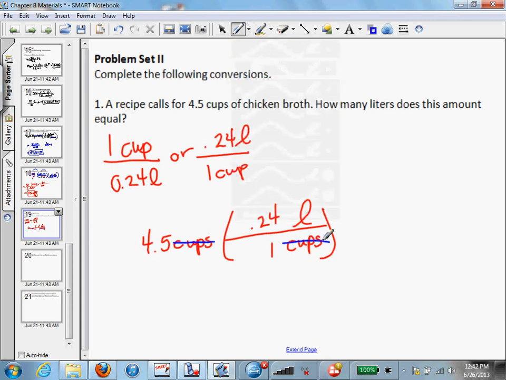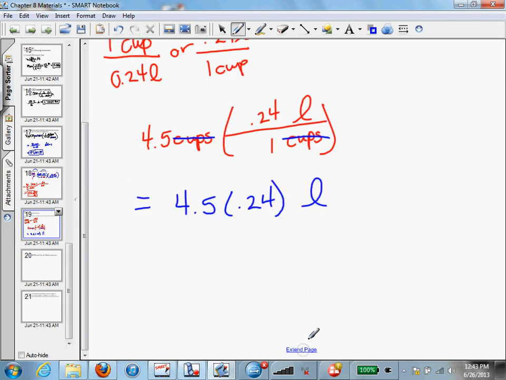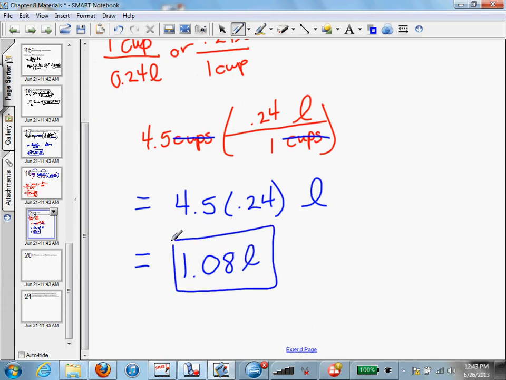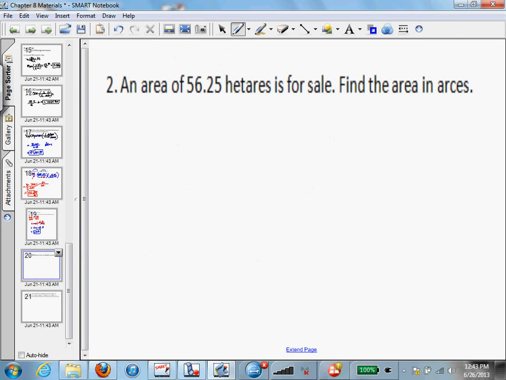The cups are going to cancel out. It's going to leave you with 4.5 times 0.24. The ones don't really matter in this case. When you simplify this, you should get 1.08 liters. Okay, an area of 56.25 hectares is for sale. Find the area in acres.